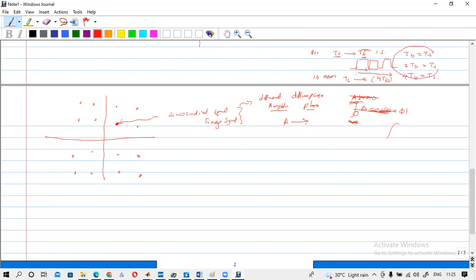So I think these are clear. If you want any clarification, you can ask. If you can't remember these things, you can ask me, then I can explain.